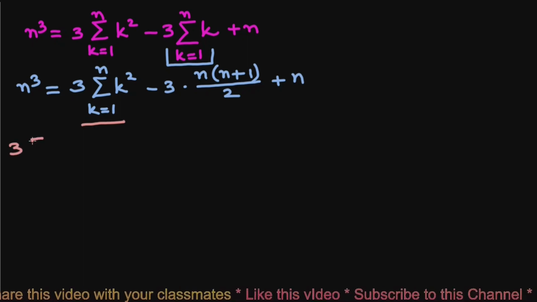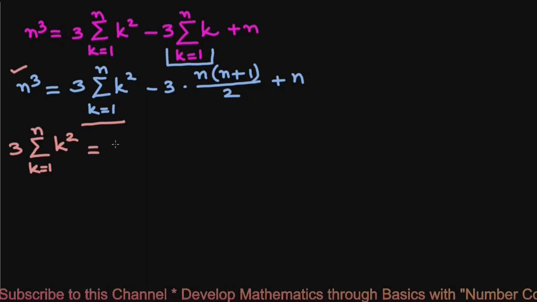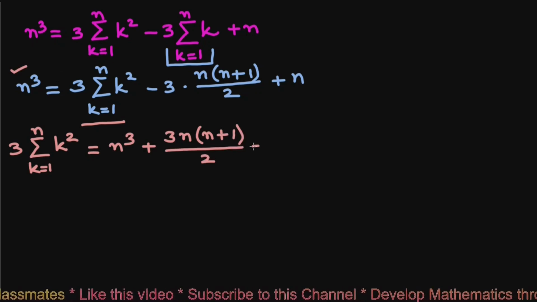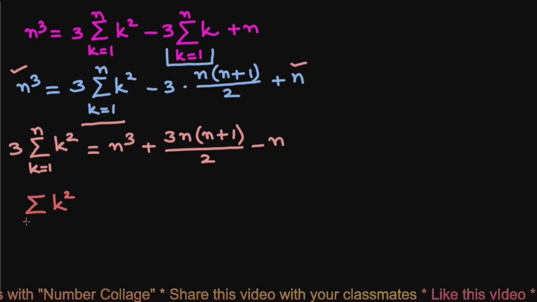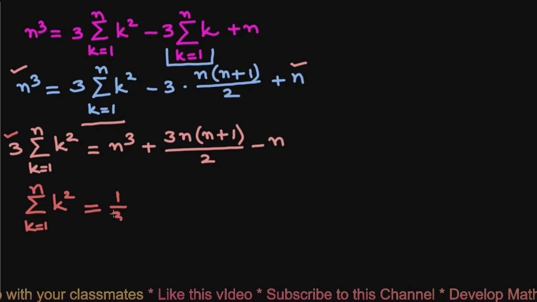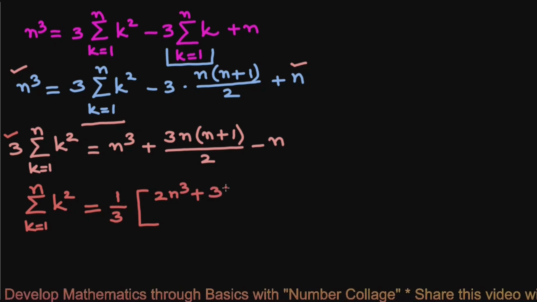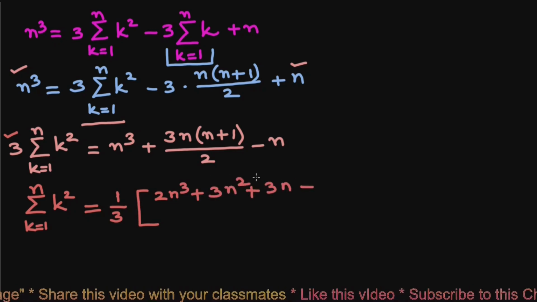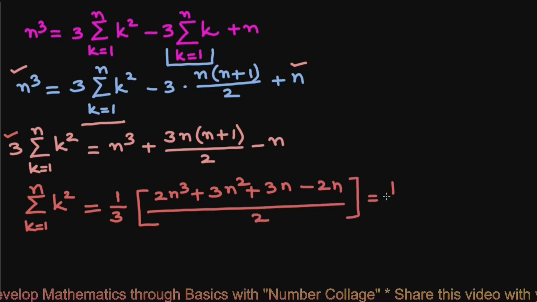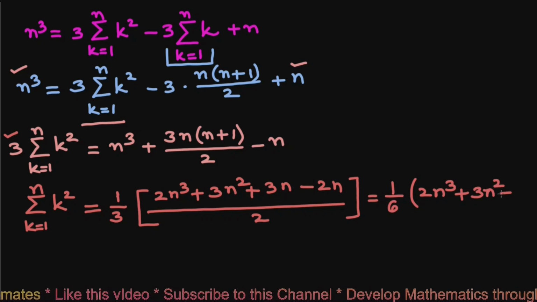So we write 3 summation k square, where k runs from 1 to n, equals this n cube plus this 3n into n plus 1 upon 2 minus this n. That gives us, where k runs from 1 to n, equals this 3 goes to the right side as 1/3 multiplied by, this will be 2n cube plus this 3n squared plus 3n minus this 2n upon 2. That will be 3 2s are 6, 1 by 6 into 2n cube plus this 3n squared. 3n minus 2n is plus n.